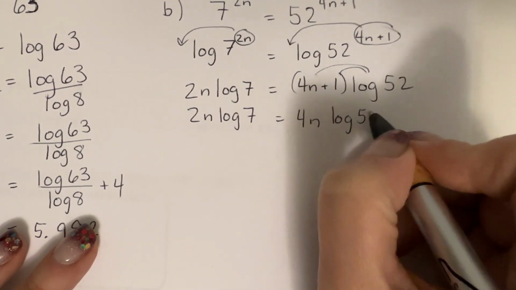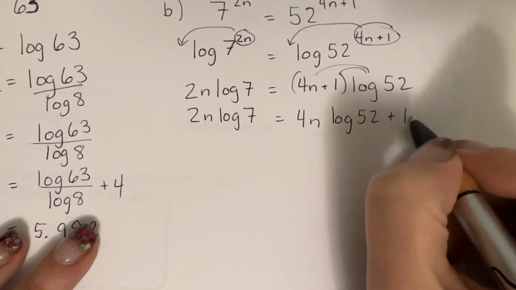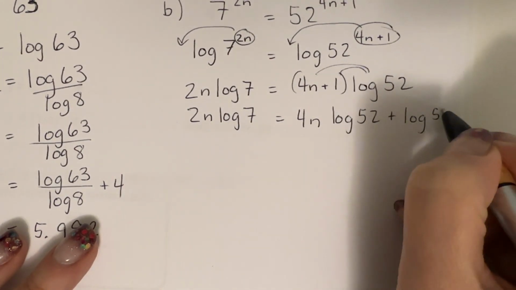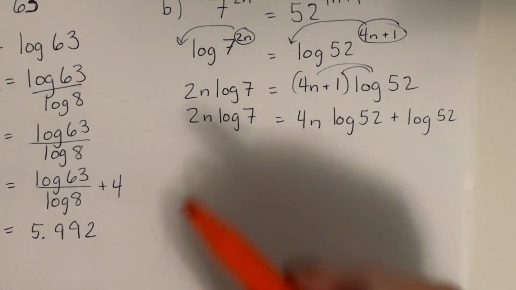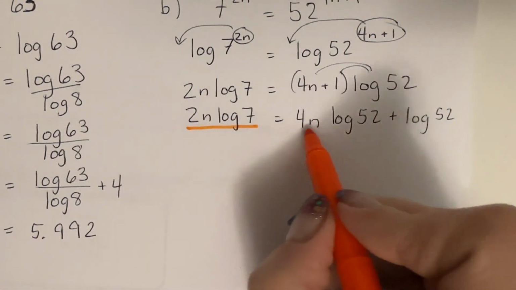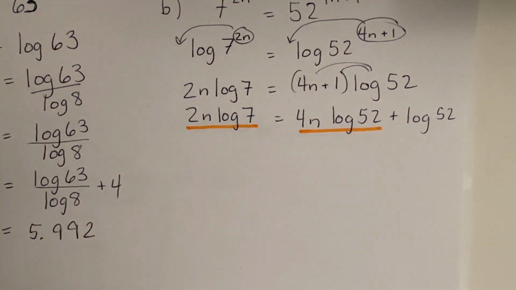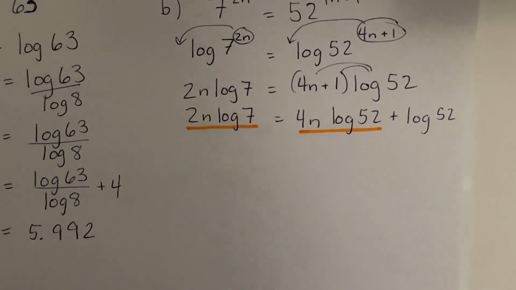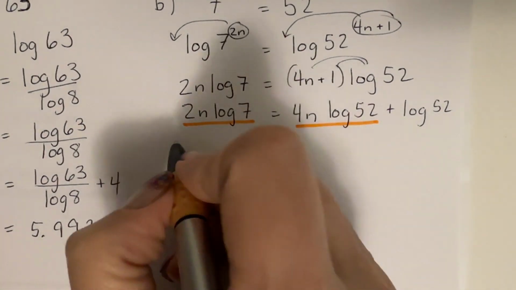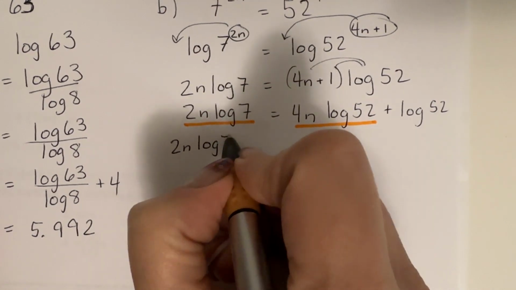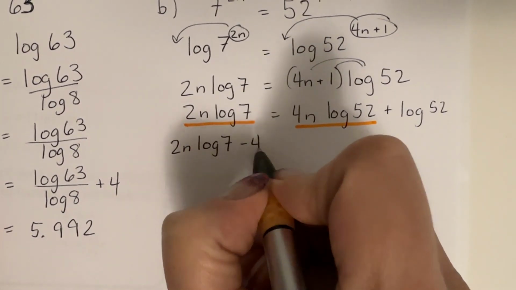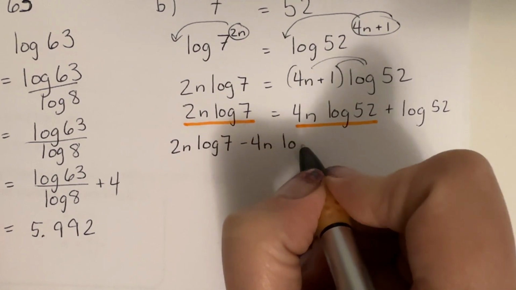Okay, so I'm distributing. Okay, so at this point, you should see that the two terms that I'm underlining in orange both have an N in them. So I need that to go to the left-hand side, or if you really want, you can put it on the right-hand side. But I just like to keep my variables on the left. It's just kind of a personal style thing. So I'm going to subtract that to the other side.